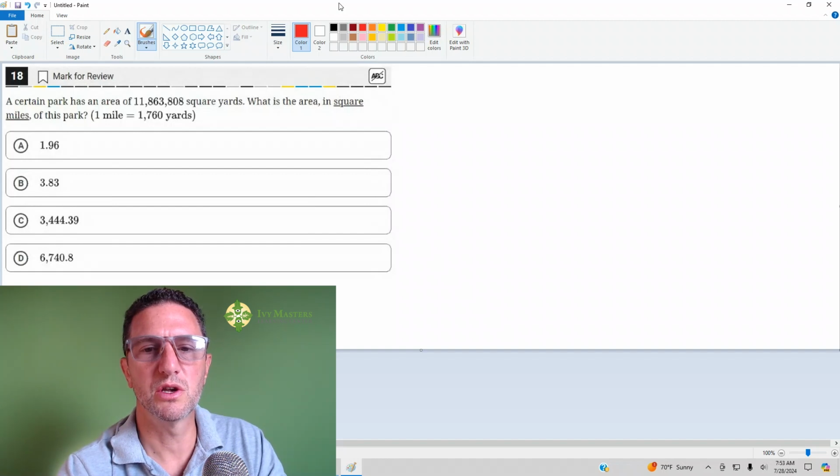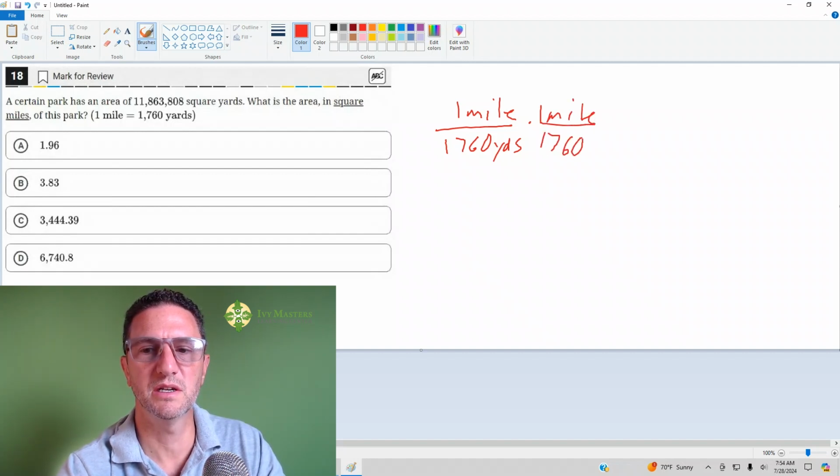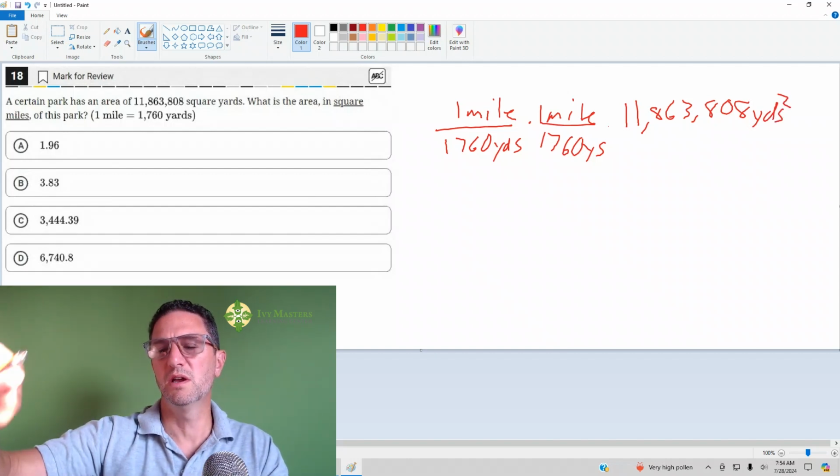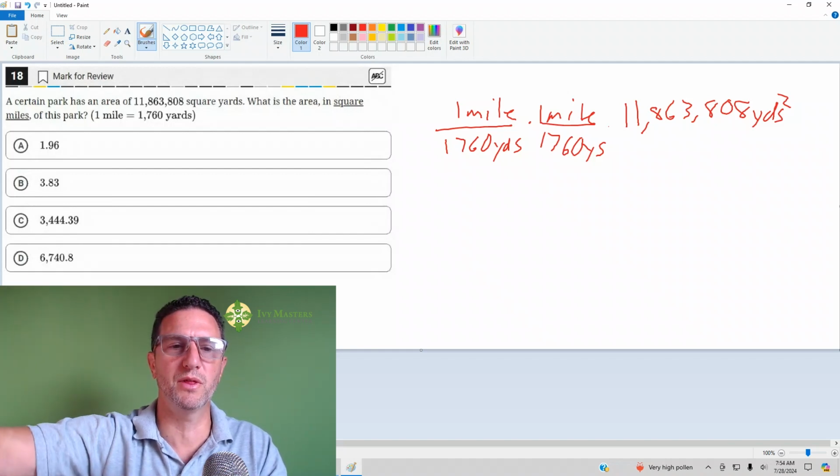So in other words, 1 mile over 1,760 yards times 1 mile over 1,760 yards times, and now we have square yards, so we've got 11,863,808 yards squared. Okay. And when you set up stoichiometry, there's nothing that's going to be on the bottom for the last thing that you multiply.